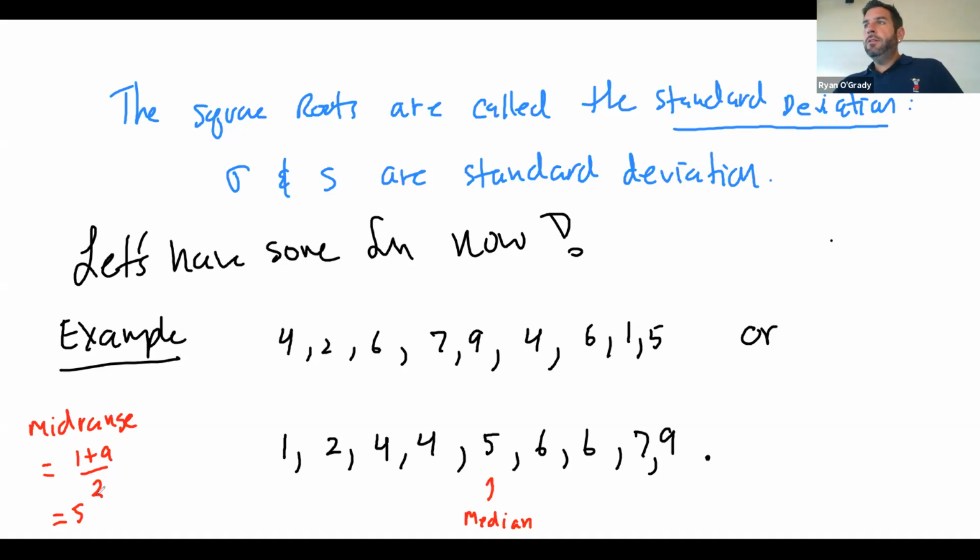Does anybody have any questions about those first two things? So you notice that there's 2 4s and 2 6s. So we say that this is bimodal because both 4s and 6s, there's 2 guys that show up twice.